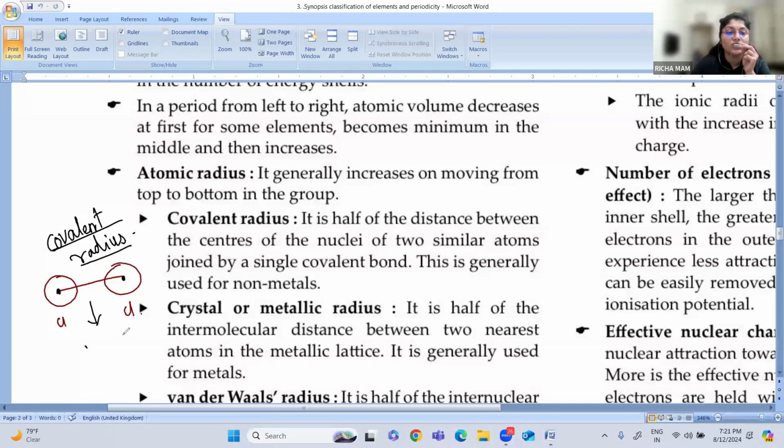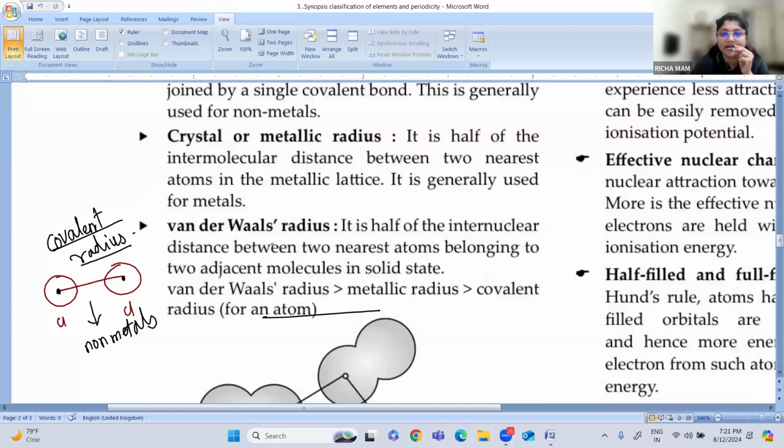Now, the second one is the metallic radius. Let us discuss metallic radius. It is half of the internuclear distance between the two nearest atoms in the metallic lattice. It is generally used for metals. Similarly, again, if I take two metals, I'll take sodium metal. Now, if I consider the nuclei of these elements, now here it is what?